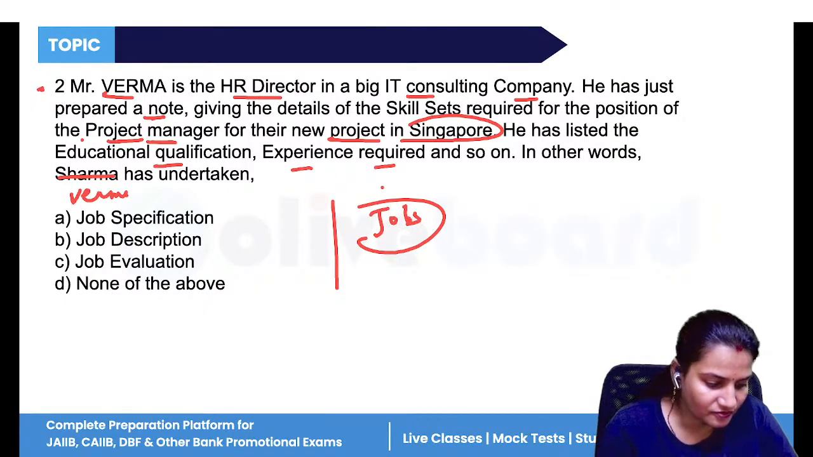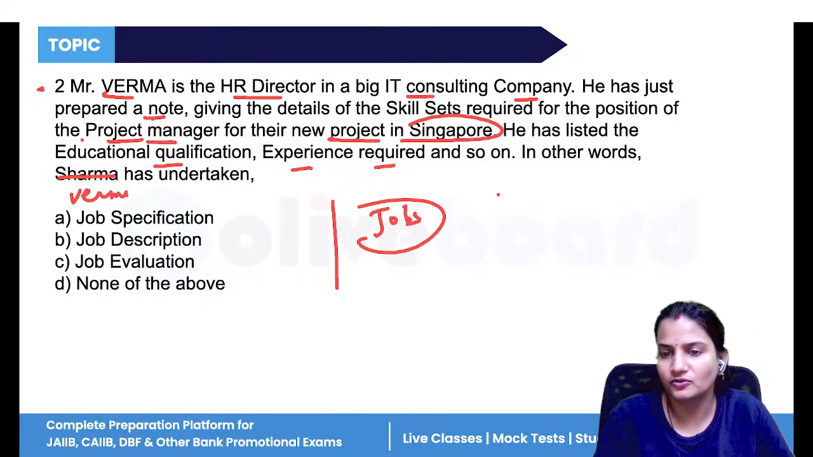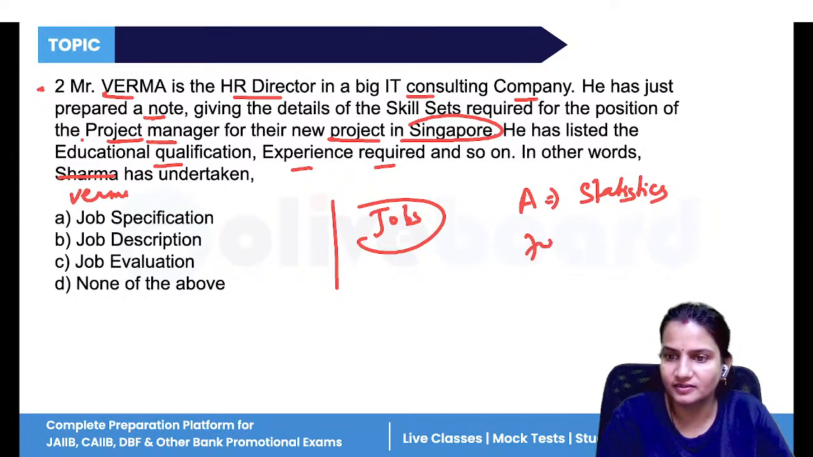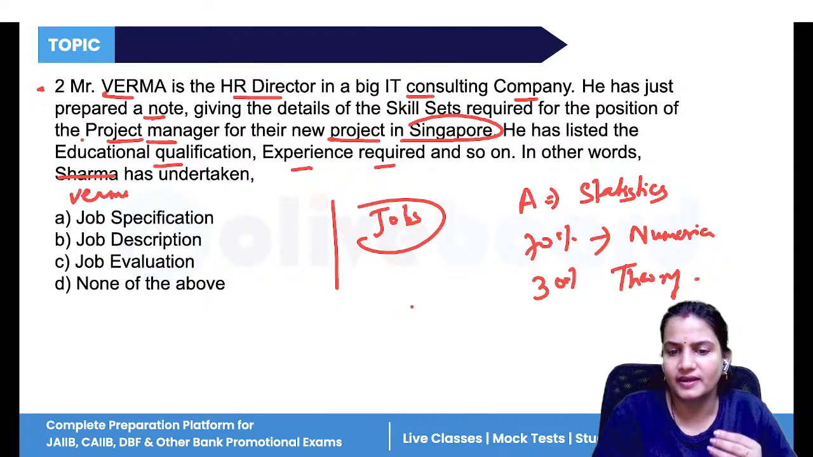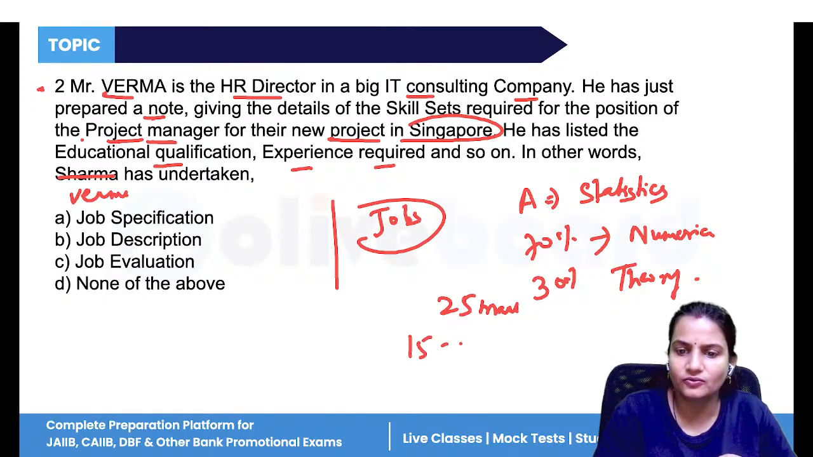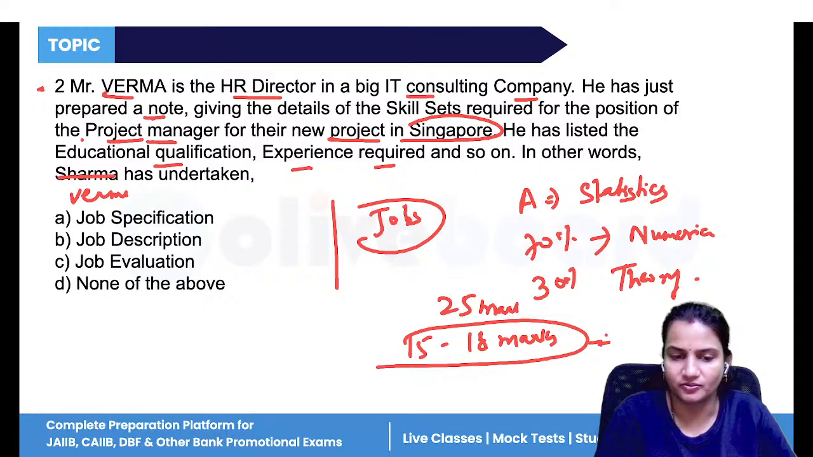Okay, you are asking what's the weightage of numerical. See, if you talk about module A, that is statistics, 70% chances are there that 70% numerical questions will be asked from this, and 30% theory. So out of 25 marks, you can expect 15 to 18 marks of the questions to be numericals in your statistics portion.